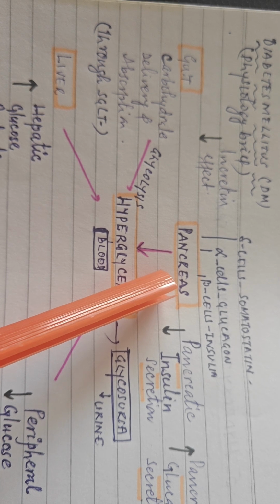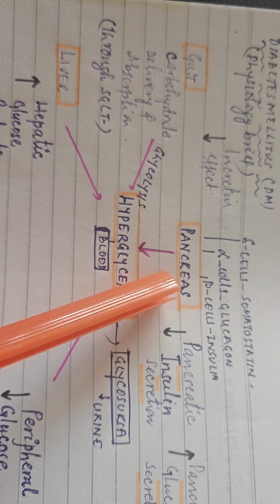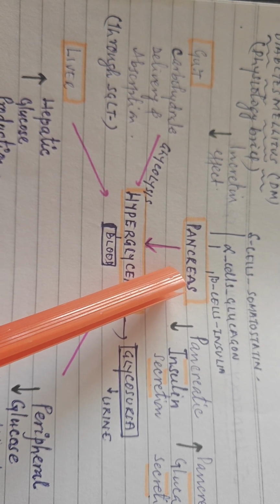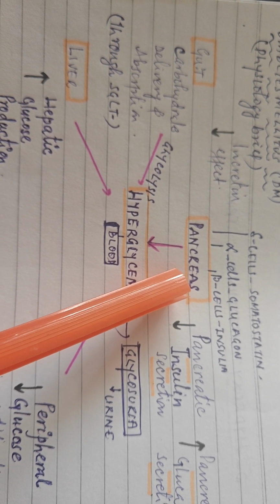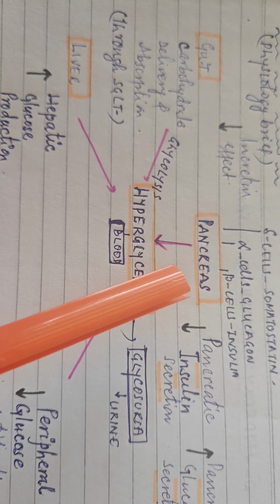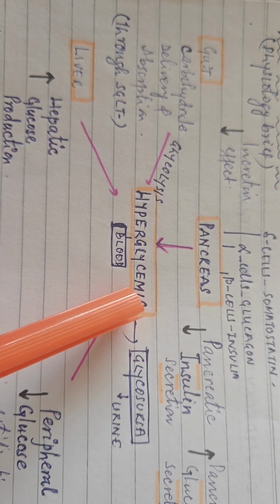So when there is some defect with beta cells, maybe their degeneration or they are insufficient in number, means something is wrong with beta cells. They do not secrete sufficient insulin, that raises blood glucose level in the blood, that is hyperglycemia.